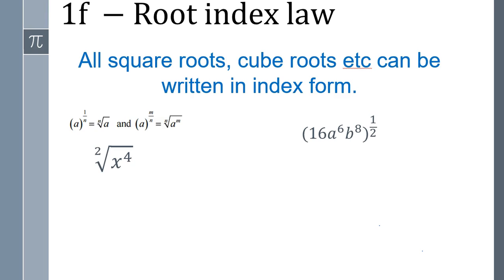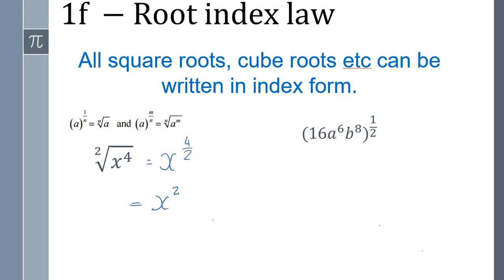So my first one is going to be in root form. I'm going to change it into index form to solve it. And my second one, I'm going to use a combination of finding the square root and index form. Okay, so my formula here, my base, which is a, in this first example is x. My power, which is m, is 4. And the power of the root is n, which is 2. So I can rewrite this as x to the power of 4 over 2, 4 divided by 2, x to the power of 2. Okay, that's it.